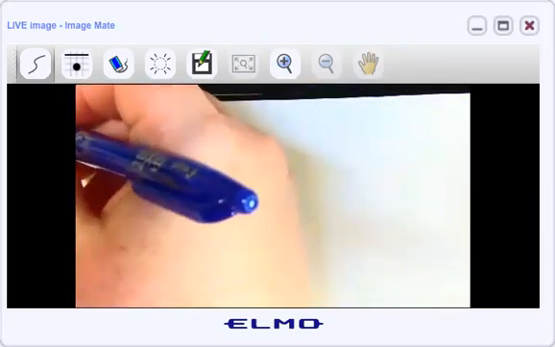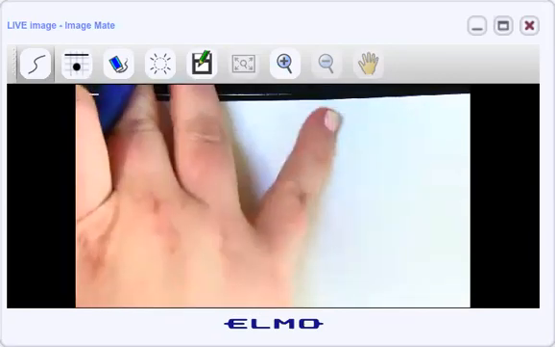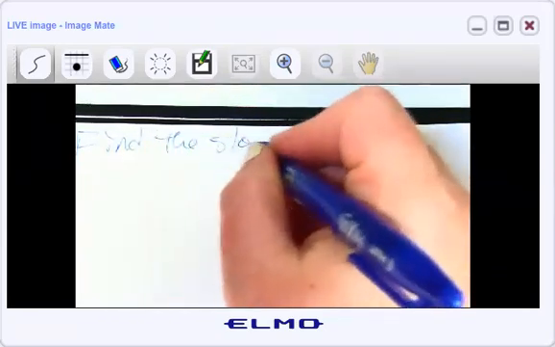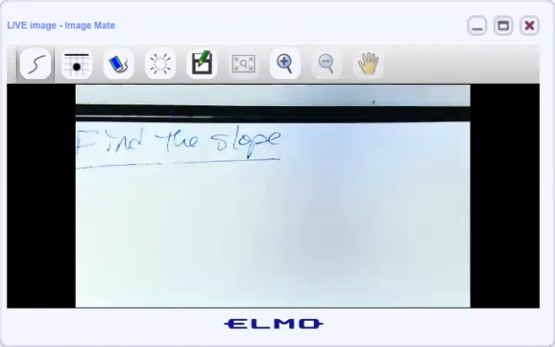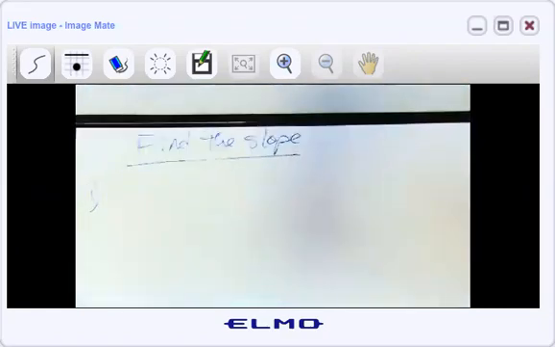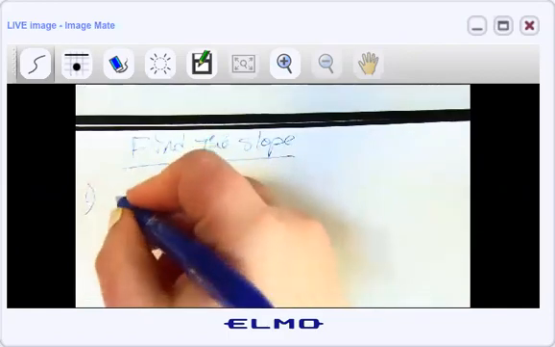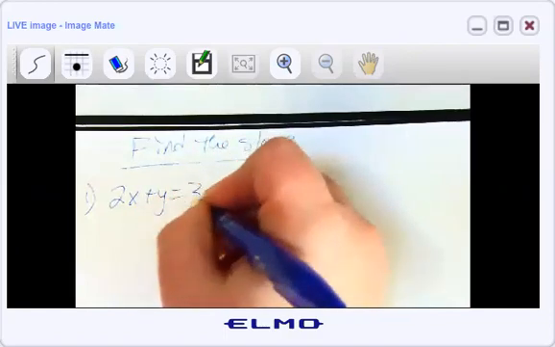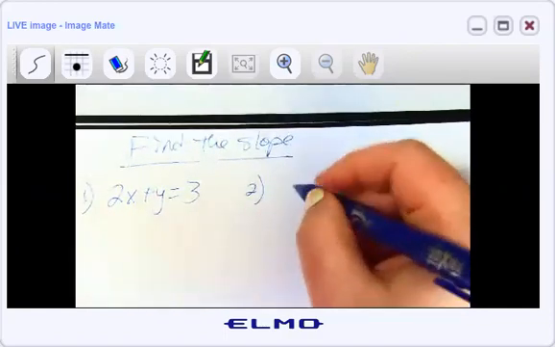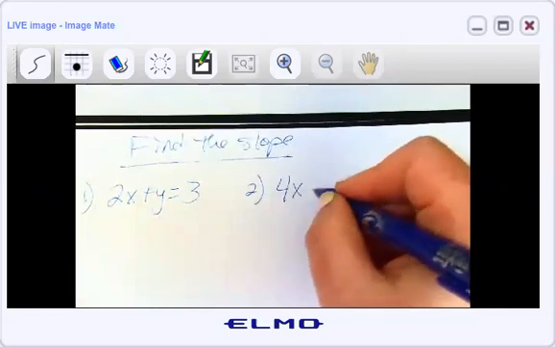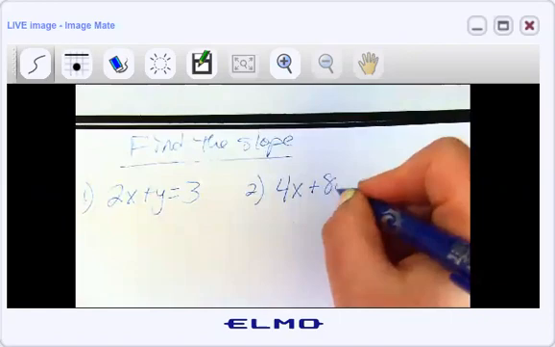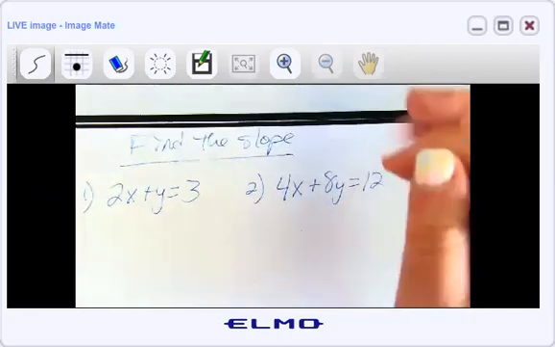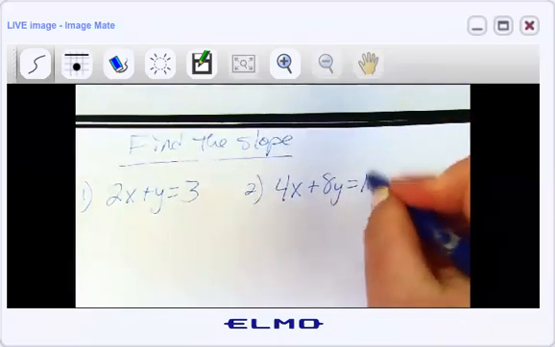All right, let's try these. I'm going to do a couple of these out with you. So still, I'm just going to find the slope. That's my direction for all of these. We'll do a few together, and then I'll give you some to try on your own, because these are going to be trickier. What if I gave you 2x plus y equals 3? We'll do another one that's 4x plus 8y equals 12. Sorry, change that to a 16 if you don't mind.